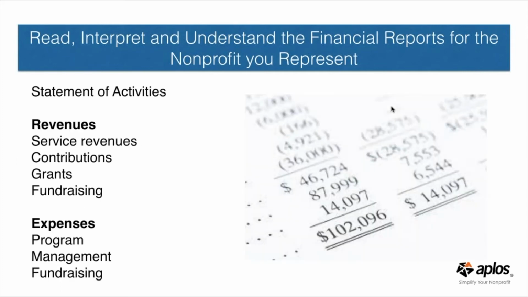Okay, so let's talk about the statement of activities a little bit. Your revenues, there are going to be different kinds of revenues, as you probably well know, but you'll just want to know: what are your service revenues? How much do you get in contributions? How much do you get in grants? And how much do you get in fundraising?